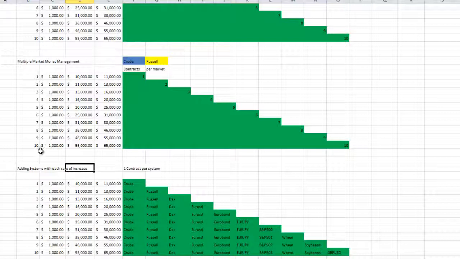However, if you start adding systems with each rate of increase, what you're effectively doing, as we showed you in that model, is that with every system you add, your goal is to reduce your max drawdown and increase your net profit. Let's have a look at the portfolio again to see how that works.